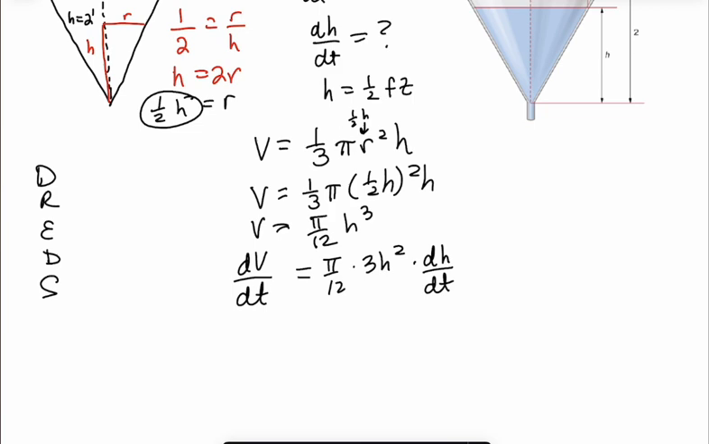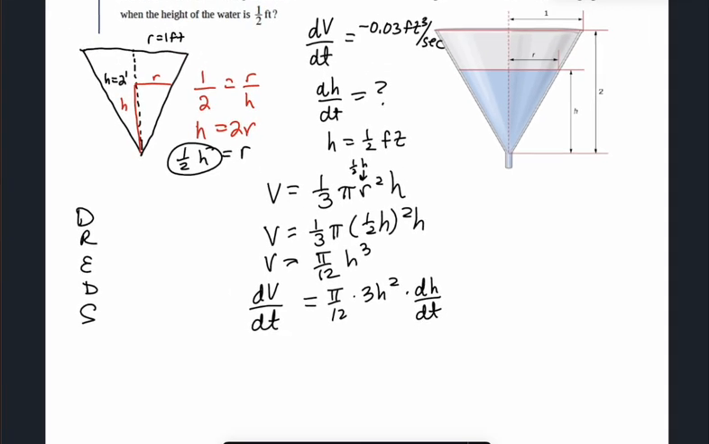Okay, so how do we solve? They told us earlier that dV/dt was negative 0.03. That is telling us there was a loss happening. That any negative rate means it's getting smaller somehow.